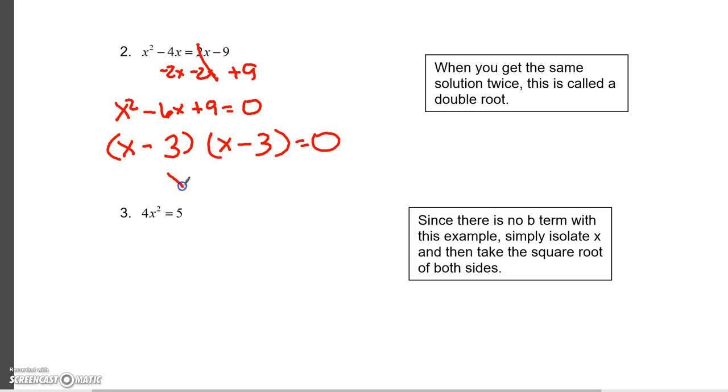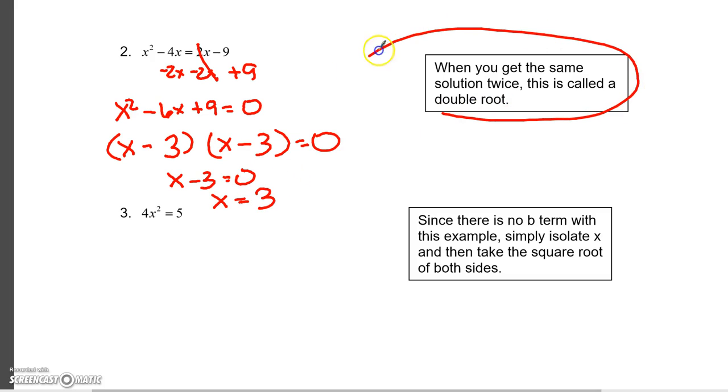And so since these are the same, we really only have to do this once, and we get x equals 3. And when you get the same thing twice, it's called a double root. So it does have 2 roots, it's just that it happens to be the same thing.